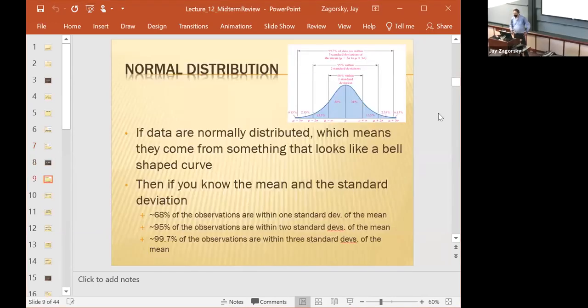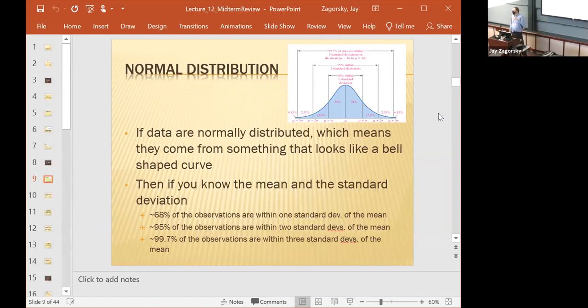Central limit theorem. The idea is that if data are normally distributed, meaning they come in a bell-shaped curve, and you know the mean and the standard deviation, then we know 3 rules of thumb. The first is 68: about 2/3 of all observations lie within 1 standard deviation of the mean.